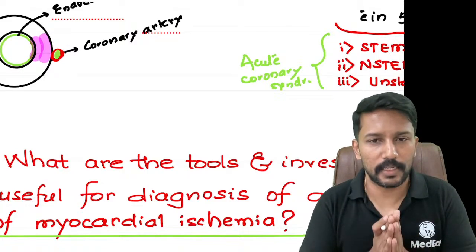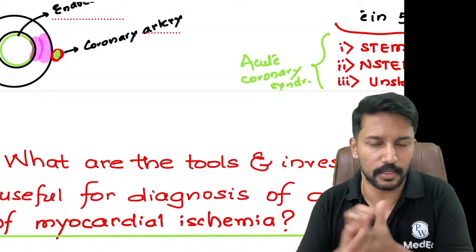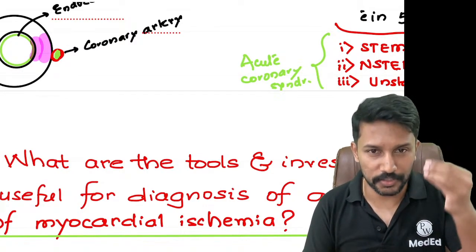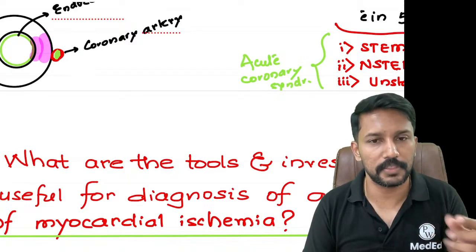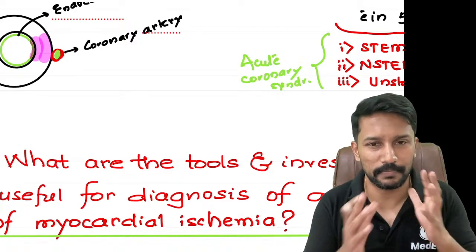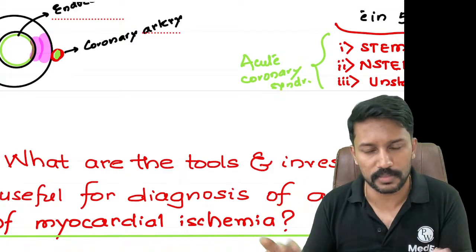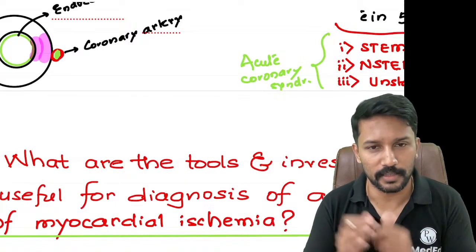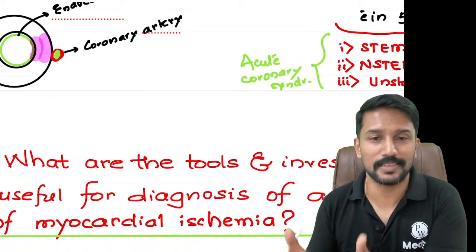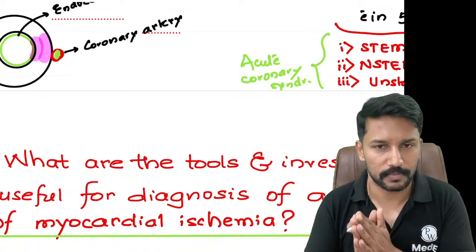But if it is unstable angina, it is always considered an acute coronary syndrome, and I need to differentiate between the three. How do I differentiate? Step number one, do the ECG. If the ECG shows that this is STEMI, then we know it is STEMI. Go for reperfusion, either angioplasty, or if angioplasty is not feasible, then thrombolysis.